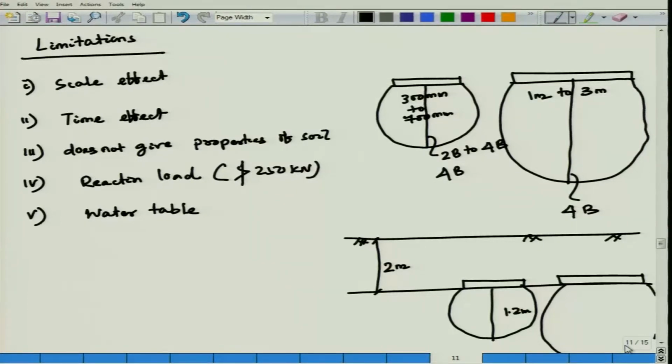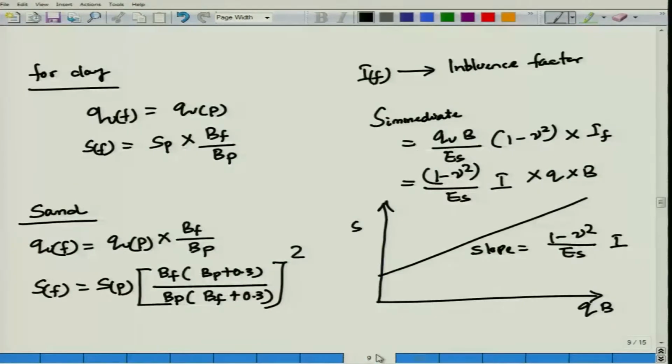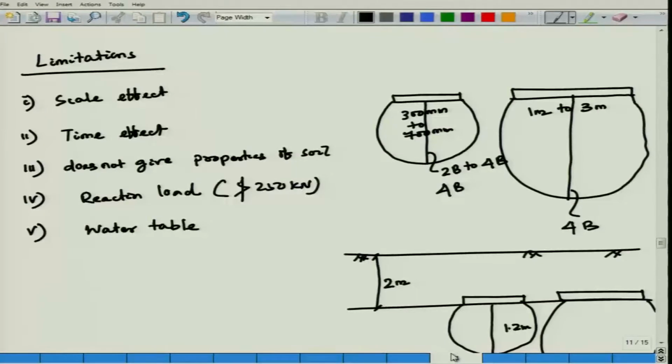Then time effect. The plate load test is carried out on a short term basis. You look at 5 minute, 10 minute, 20 minute, 40 minute, 60 minute, 1 hour, 2 hour, then you stop it at 0.2 mm. But here it ignores your long term consolidation settlement. Plate load test basically gives immediate settlement value, and another disadvantage is it does not give any properties of soil, C, phi, gamma, it does not provide anything else.